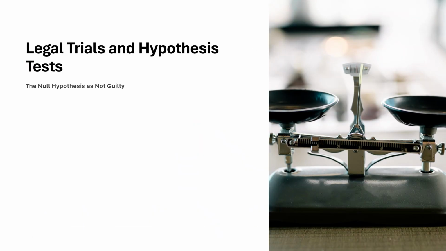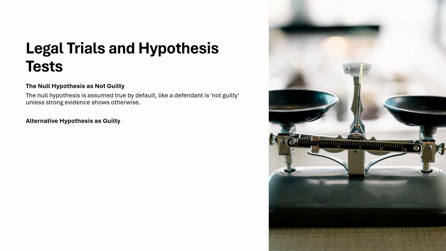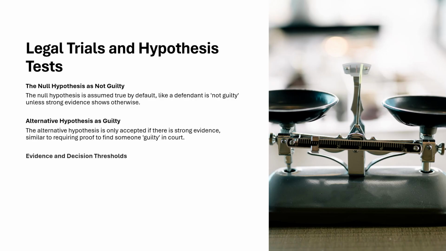In statistical hypothesis testing, an analogy is often drawn to the legal process. The null hypothesis represents not guilty, assumed true unless evidence suggests otherwise. The alternative hypothesis is like guilty, only accepted if data provides strong evidence. Just as courts require proof beyond reasonable doubt, statistics require sufficient evidence before rejecting the null hypothesis.